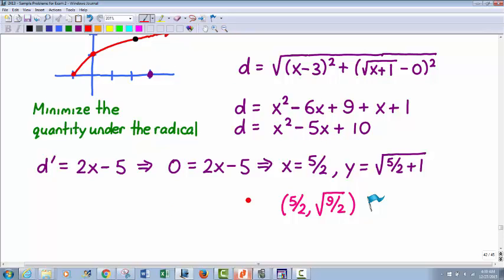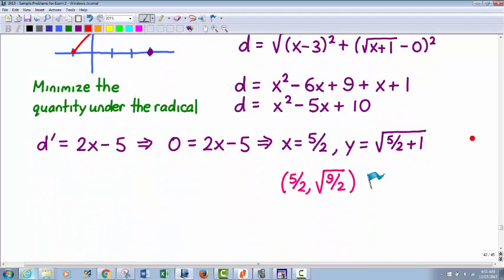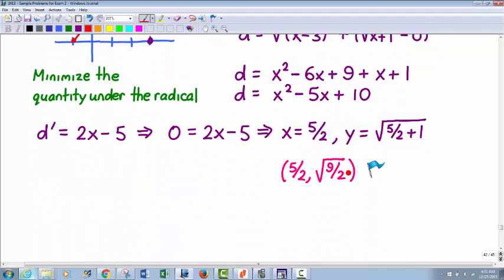So then we take the derivative of that, which would be 2x minus 5. Set that equal to 0. We get 5 halves. So the y is the square root of x plus 1, right? So it would be the square root of 9 halves.